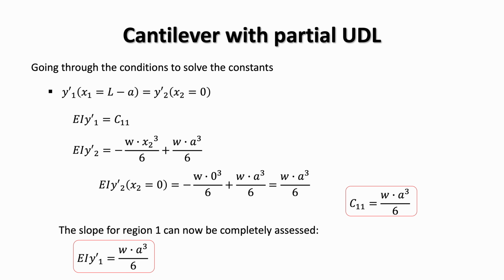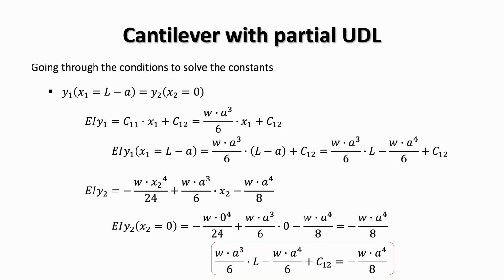And so equating these two expressions, the slope from region 1 at point B with the slope at region 2 at point B, gives us that C11 equals wa cubed over 6. At this point, the slope for region 1 can be fully assessed, and it is wa cubed over 6. This confirms that the entire unloaded segment CB has a constant slope, and it equals the slope developed at point B. We'll now apply the second continuity condition at point B, which is the continuity of deflection. First, we'll write the deflection expression in region 1, and we'll substitute C11, which we just found on the previous slide, giving us a deflection of wa cubed over 6 times x1 plus C12.